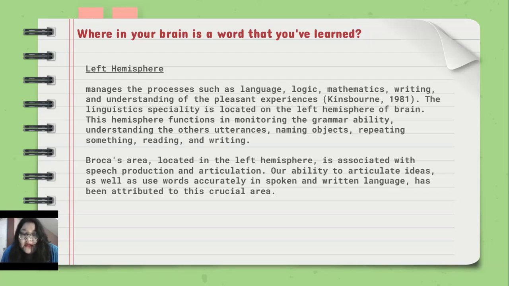Broca's area, located in the left hemisphere, is associated with speech production and articulation. Our ability to articulate ideas, as well as use words articulately in spoken and written language, has been attributed to this crucial area.